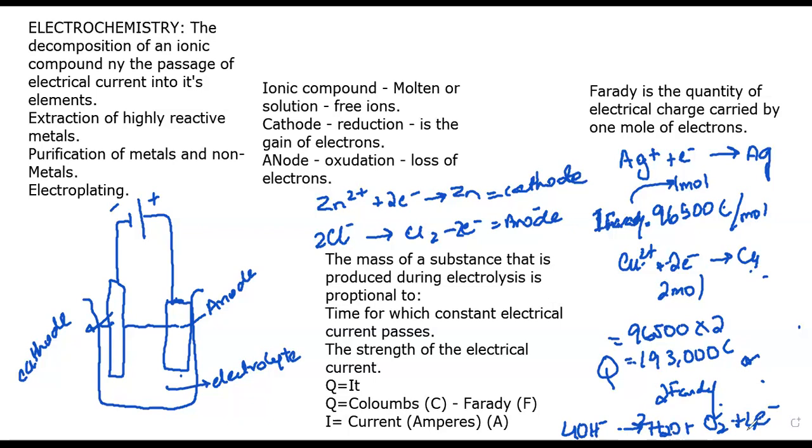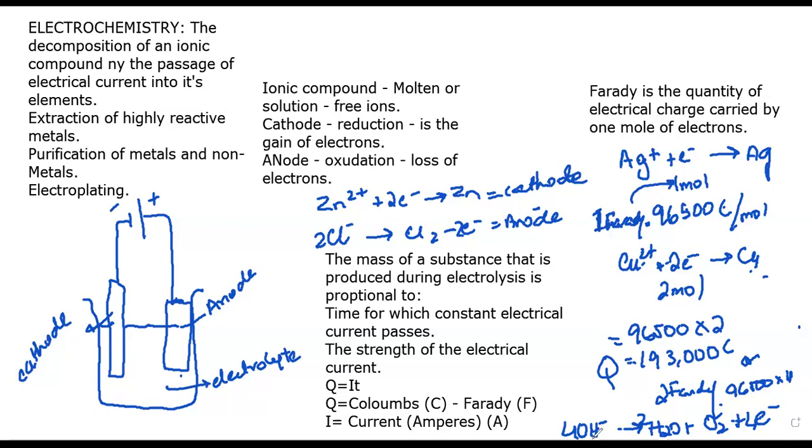So if I want to calculate how much energy I need, sorry, I'm saying energy, how much charge I will need, I will have to take 96,500 and multiply it by 4. If I take 1 Faraday and multiply it by the moles of electrons, that will tell me how much charge I need to deposit or to remove 1 ion or 1 atom.